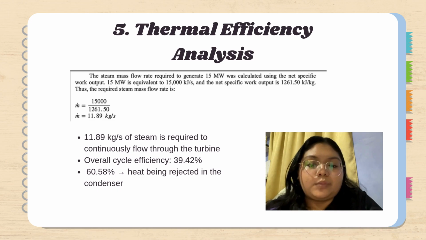The thermal efficiency calculated, which is 39.42%, means that less than half of the heat supplied in the boiler is converted into useful network output. The other 60.58% is heat being rejected in the condenser.